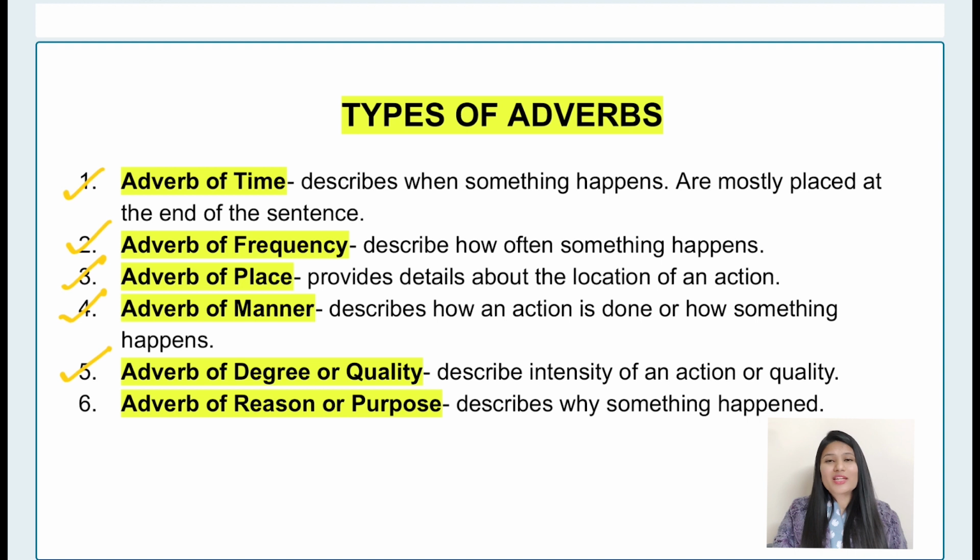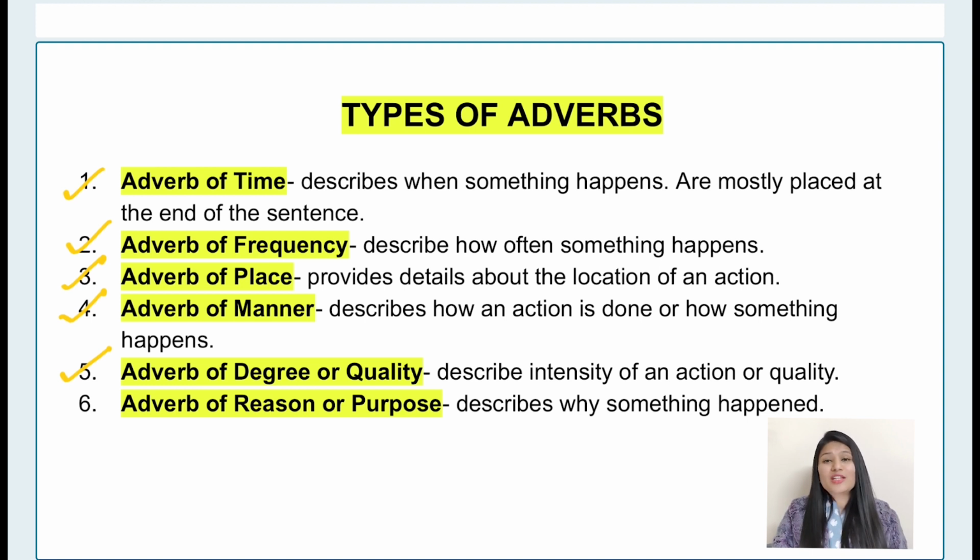The sea is very stormy. She sings pretty well. In both the sentences, very and pretty are adverbs of degree or quality because both of these words are telling us the intensity in which the action is taking place.